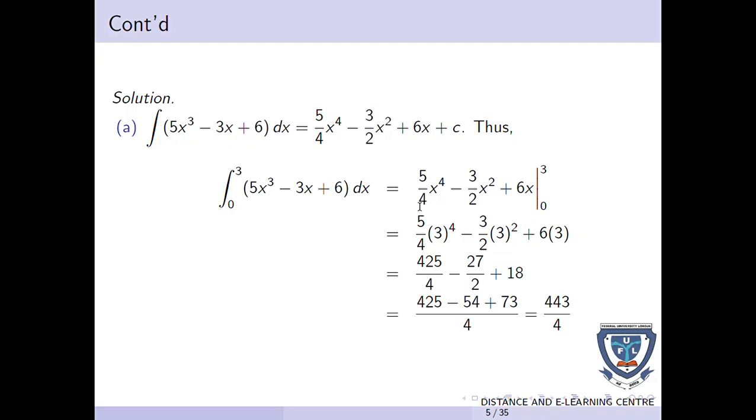this integral over 0 and 3, anywhere you see x, you replace it with 3. Then you subtract it from anywhere you see x, you replace it with 0. Now at the end, you're going to get 443 over 4 as the solution to A.